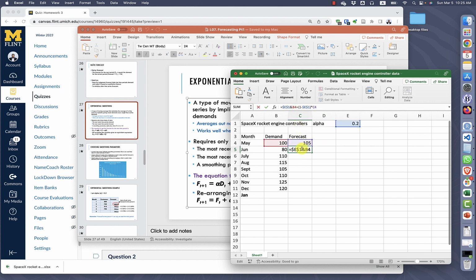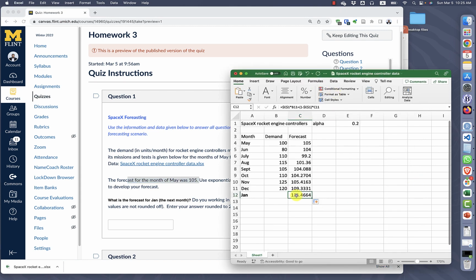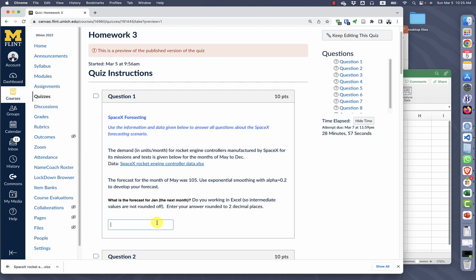Oh, I made a mistake in my equation. I put a different symbol instead of an asterisk for multiplication. Okay, now we can drag the formula down by dragging this corner. And we get the forecast for January to be 111.46. We will check the question for how many decimal places we want. 2 decimal places. So it'll become 111.47 to 2 decimal places.